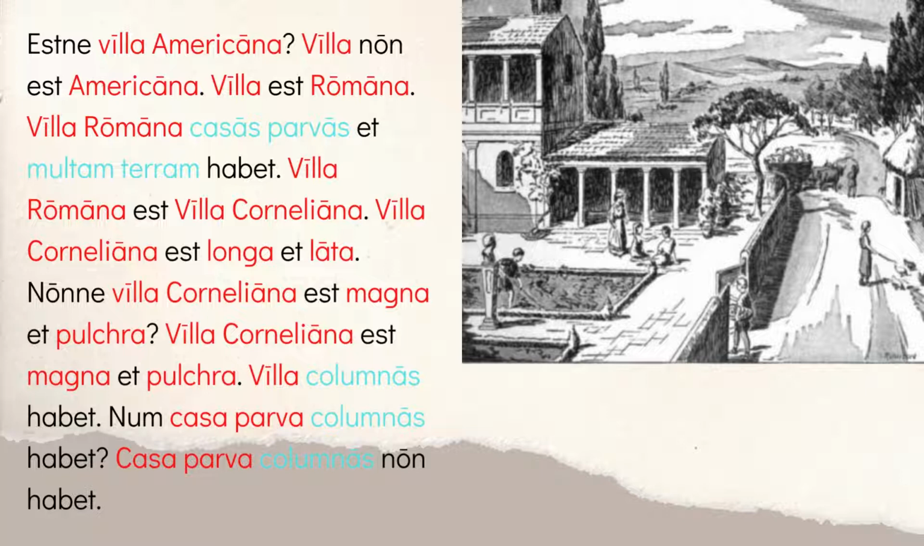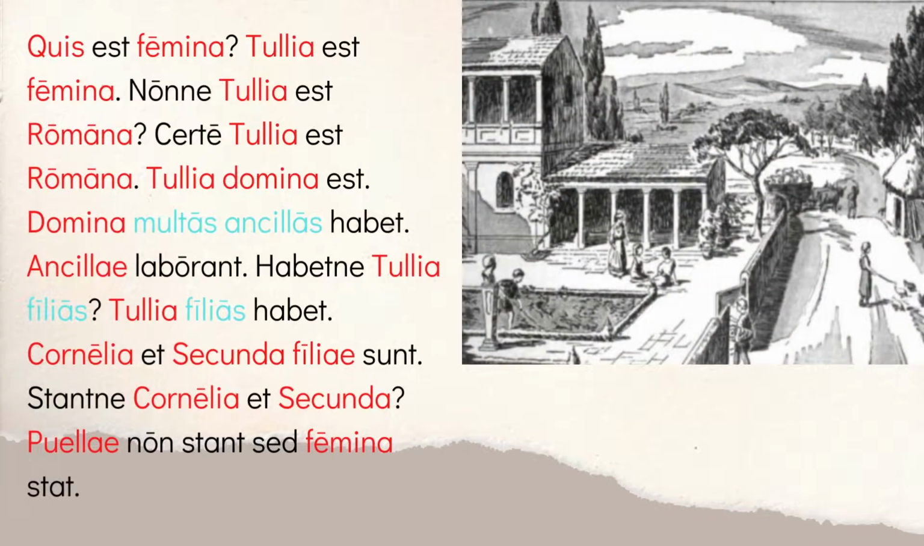So in this first paragraph, you're getting a sense of what these question words or endings mean. You have the -ne, which means you're asking yes or no. You have nonne, which means you're asking a question where you're thinking yes is going to be the answer. And you have num, where you're asking a question where you're expecting no to be the answer. Then we go on to the second paragraph.